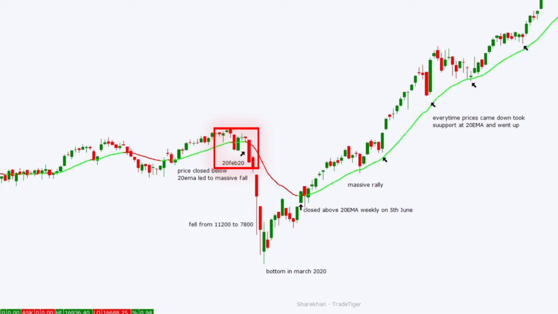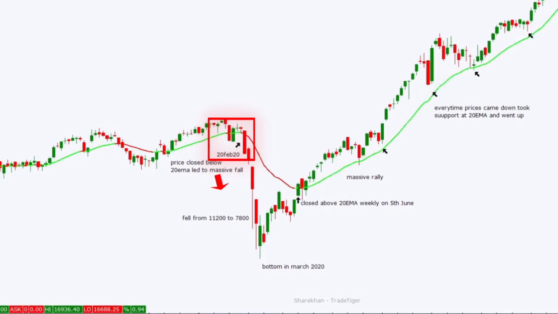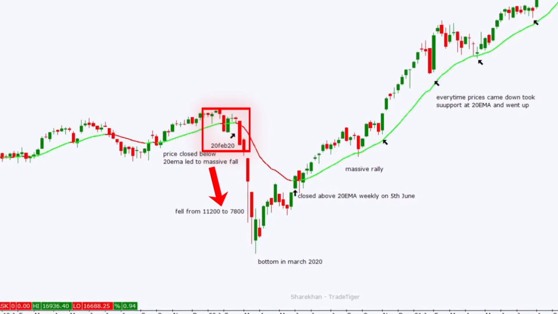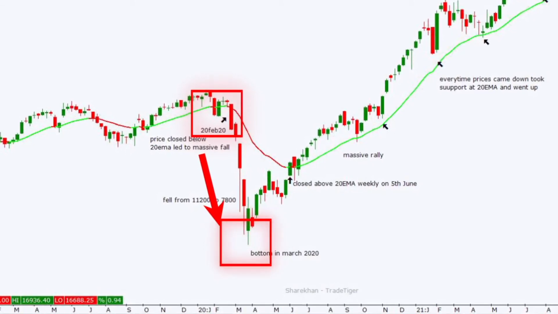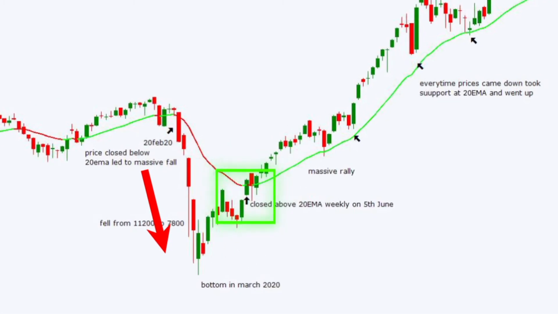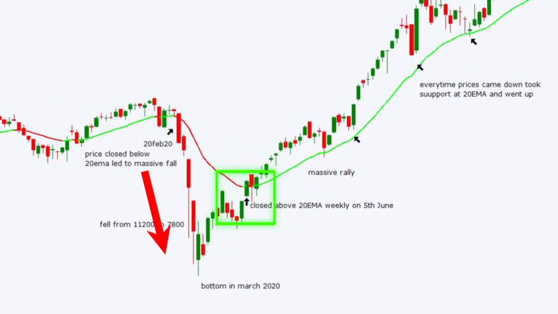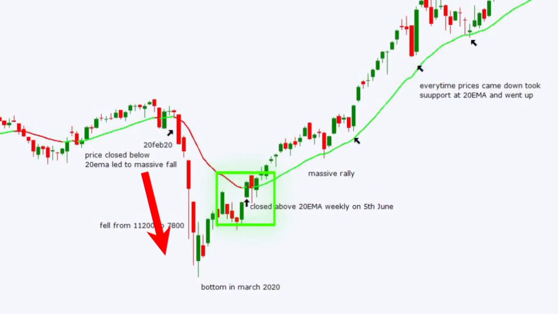Now just look at what happened to the Nifty price chart once the price closed convincingly below the 20 moving average. Within no time, prices fell from 11,200 all the way to 7,800 levels. This was the peak of the COVID crisis and finally the market made a bottom of 7511 somewhere around March 2020. Post that, we had a strong bounce back and for the very first time, we had Nifty closing above the 20 exponential moving average on 5th of June 2020.